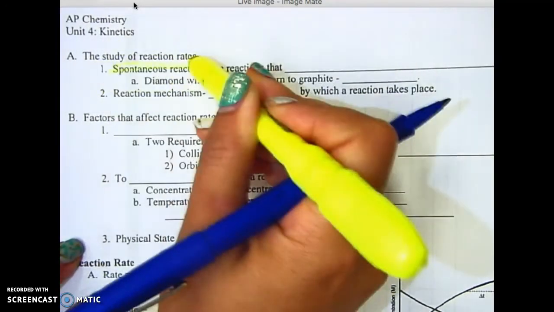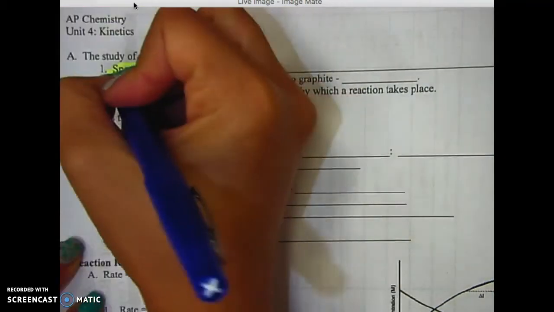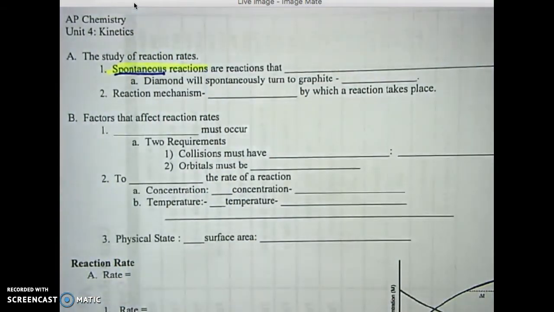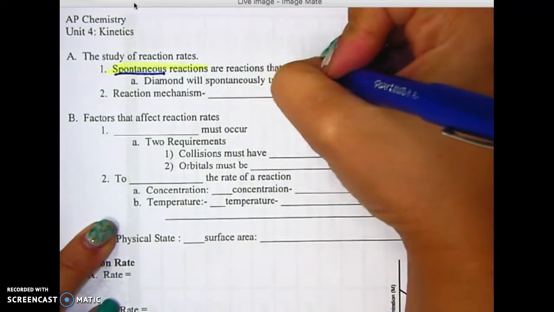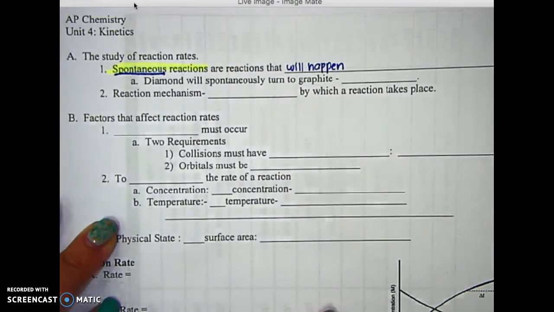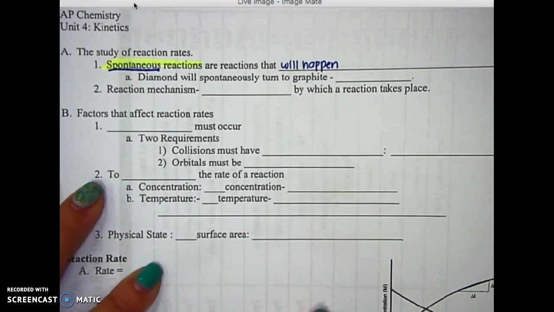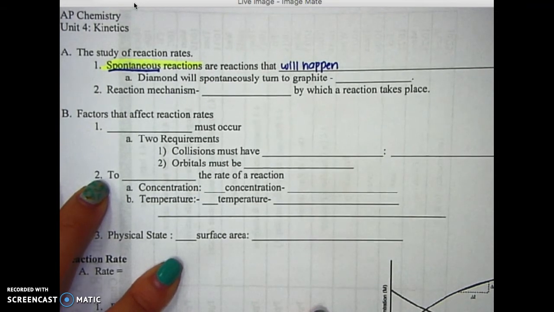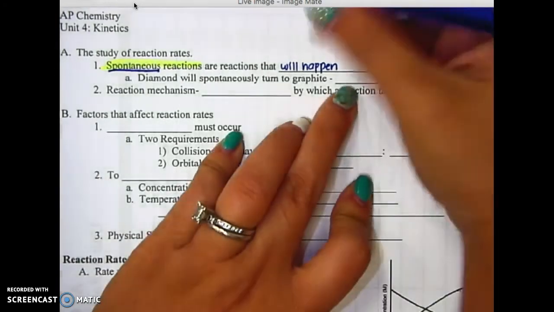The first definition that we have right here is this definition of a spontaneous reaction, and the key word here is the word spontaneous. So these are reactions that would normally happen, so that will eventually happen. We just don't know how long it's going to take. Some spontaneous reactions might take a second, and some might take several years to happen. So these are reactions that would typically happen. It's just we don't know how long it would take.